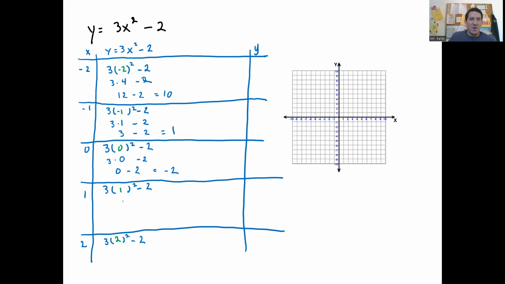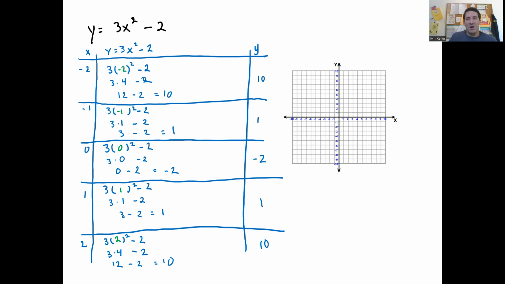But -2 squared or 1 squared is 1. 3 times 1 is 3, minus 2 is 1. And then 2 squared is 4. So 3 times 4 is 12, minus 2 is 10. So these are our y values: 10, 1, -2, 1, 10.